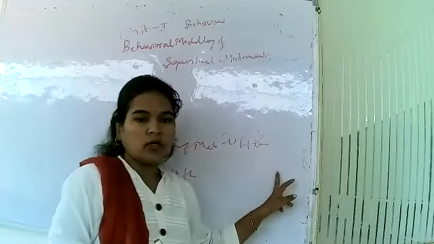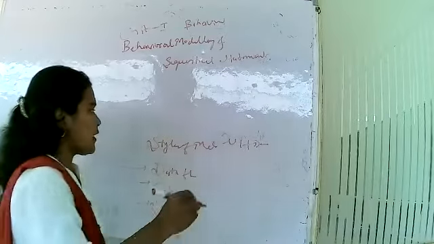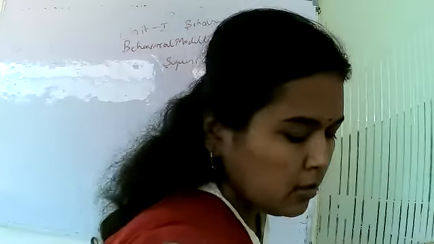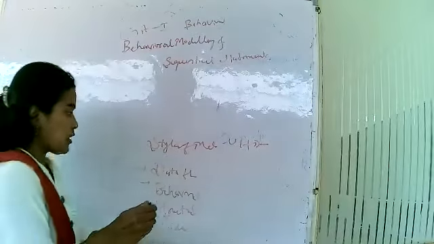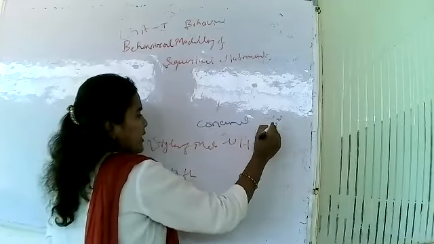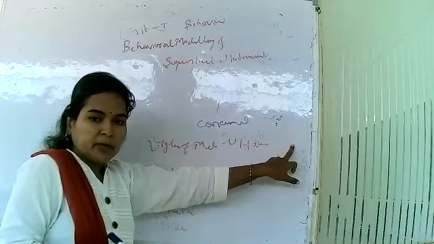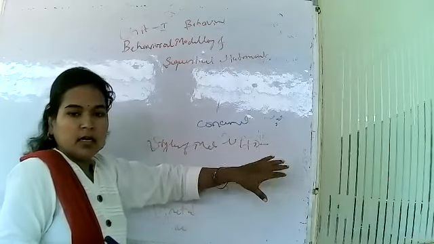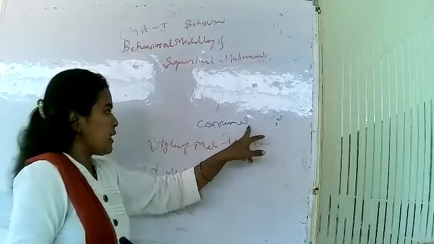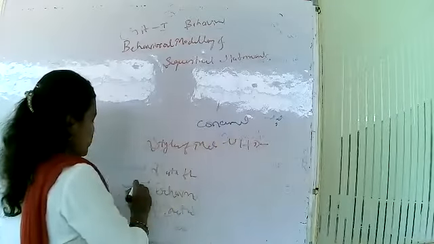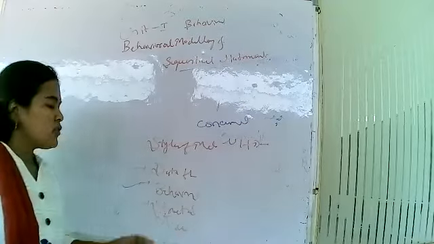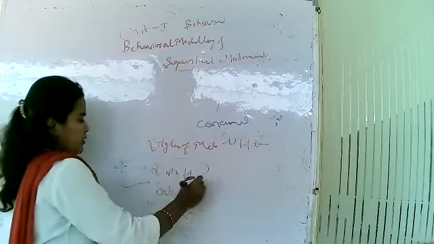See, data flow modeling is used for concurrent statements. Concurrent means at a time. In a sequential program, the data will be executed one by one, but in concurrent, at a time. So the next one is behavioral modeling. It is also called sequential modeling. So now we completed this one.